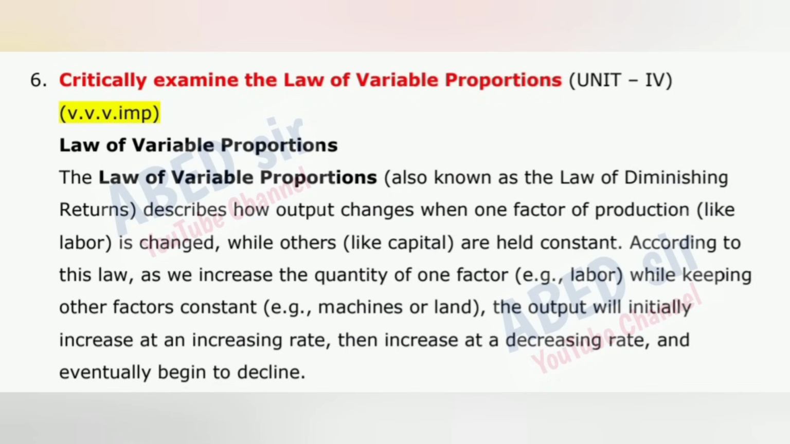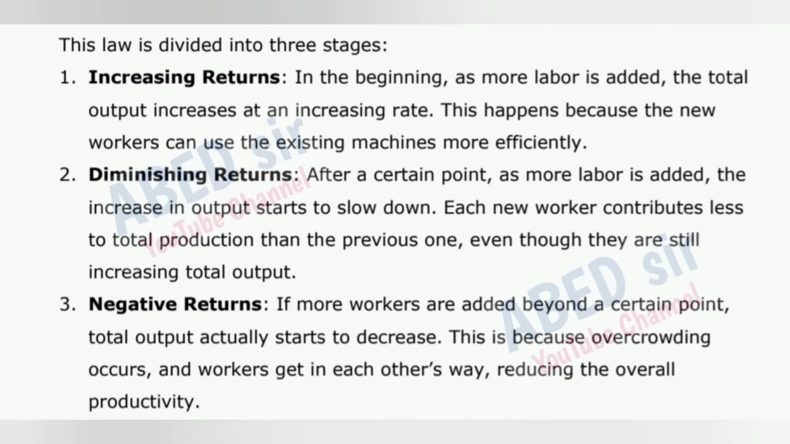Law of variable proportions. The law of variable proportions, also known as the law of diminishing returns, describes how output changes when one factor of production, like labor, is changed, while others, like capital, are held constant. According to this law, as we increase the quantity of one factor, for example labor, while keeping other factors constant, for example machines or land, the output will initially increase at an increasing rate, then increase at a decreasing rate, and eventually begin to decline. This law is divided into 3 stages.